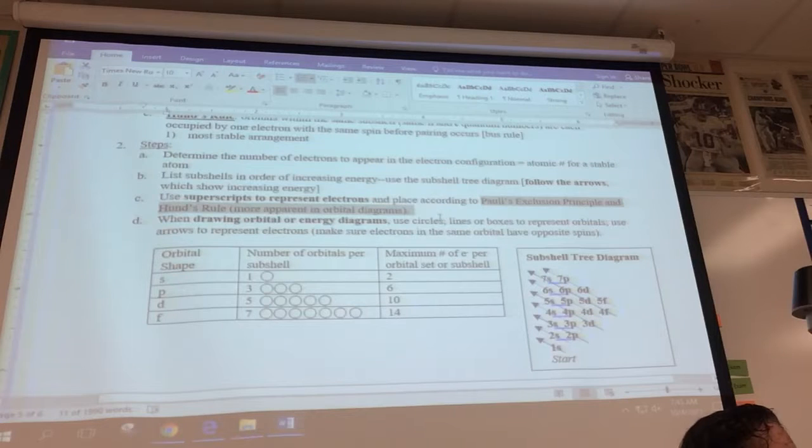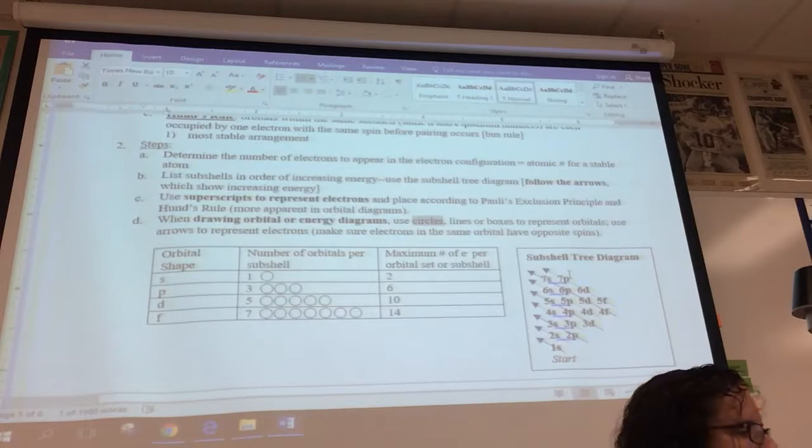That is more apparent in the orbital diagrams that I will show you. When drawing orbital or energy diagrams, I typically use circles to represent orbitals. You can use lines or boxes, whatever you want. I'll show you everything. And you'll use arrows to represent electrons, making sure they have opposite spins as we illustrated.